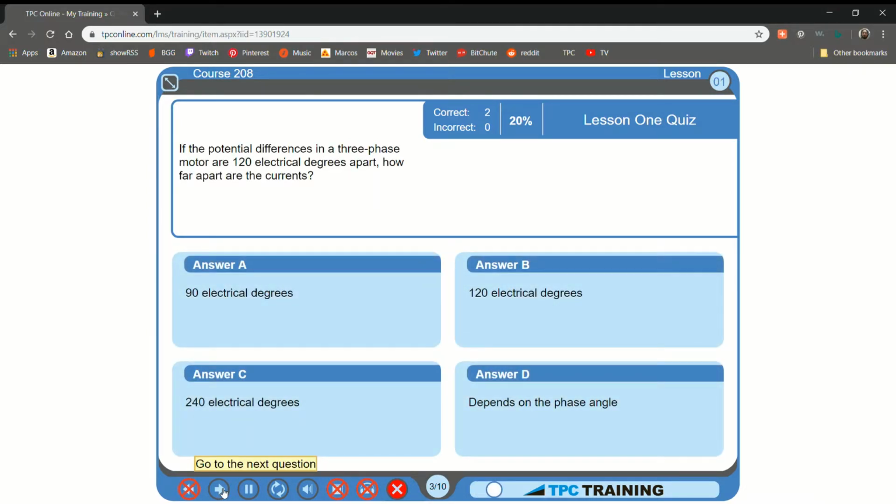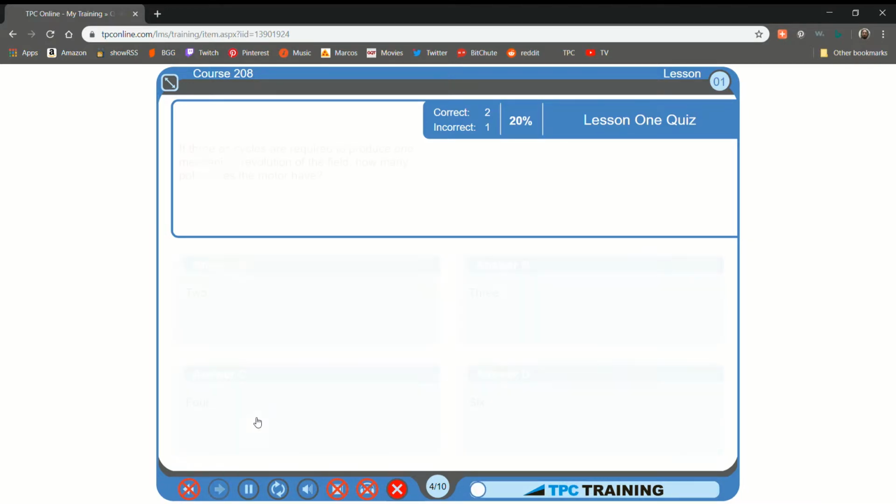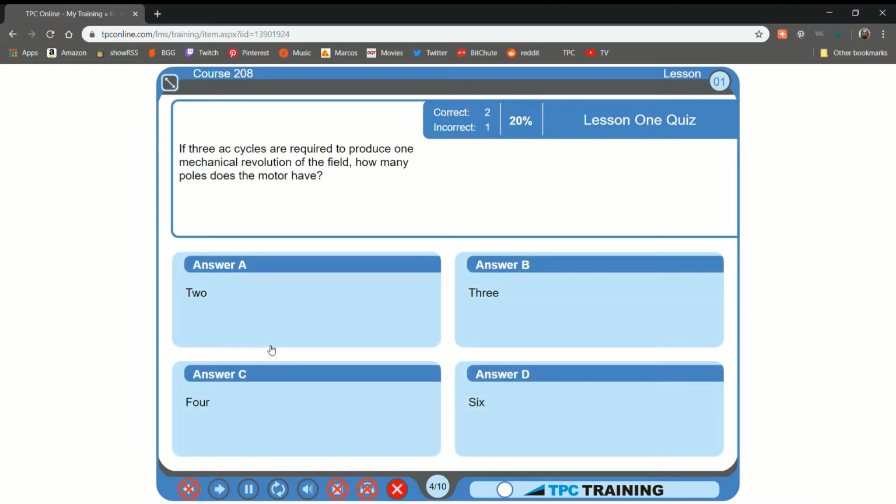If the potential differences in a three-phase motor are 120 electrical degrees apart, how far apart are the currents? A. 9. That is not correct. If 3 AC cycles are required to produce 1 mechanical revolution of the field, how many poles does the motor have? A. 2. B. 3. That is correct.